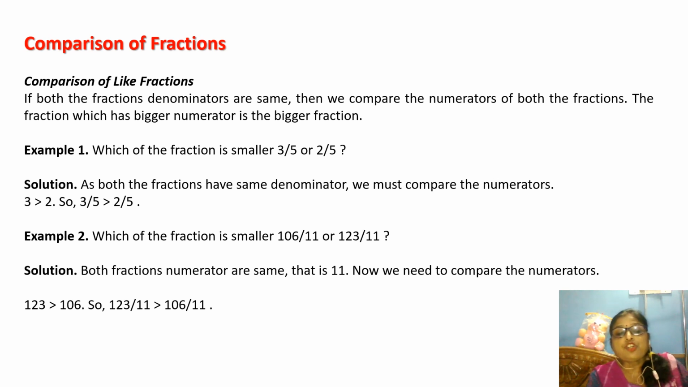Next one, which of the following is smaller? Means you have to find out which fraction is the smaller fraction. As we are seeing here, denominator is same, so we will compare the numerators, and 106 is smaller than 123. So you can say that 106 by 11 is smaller than 123 by 11.